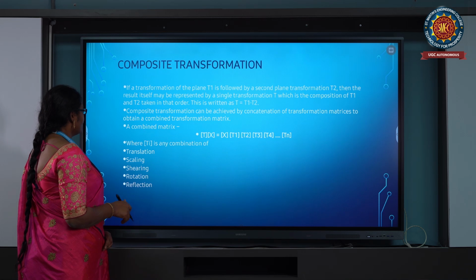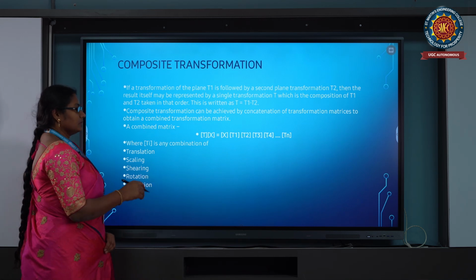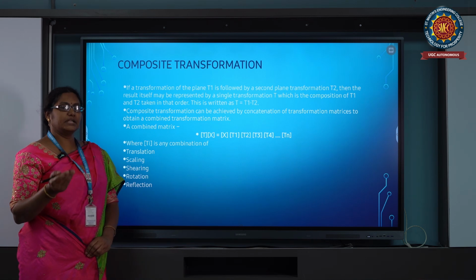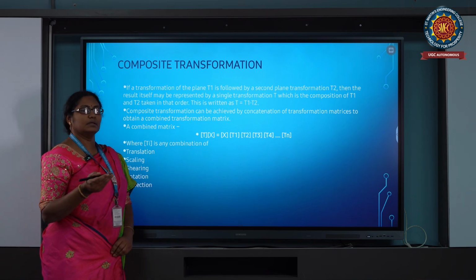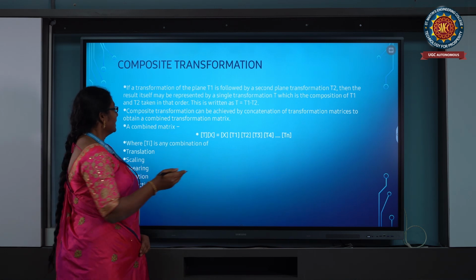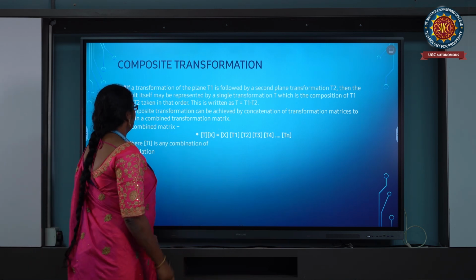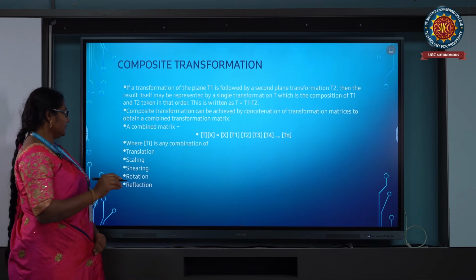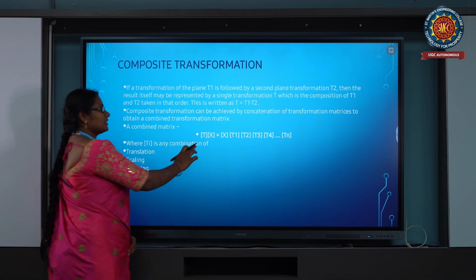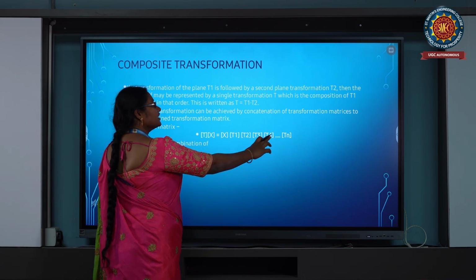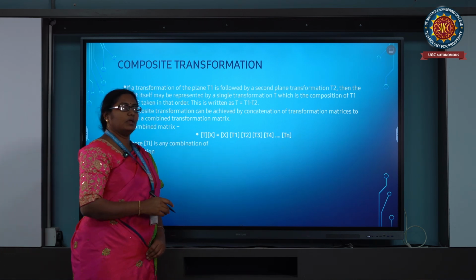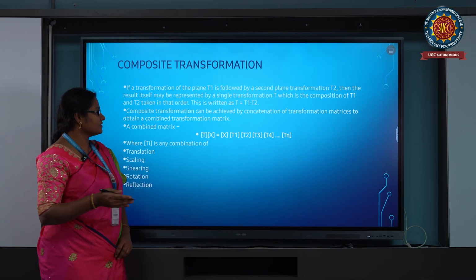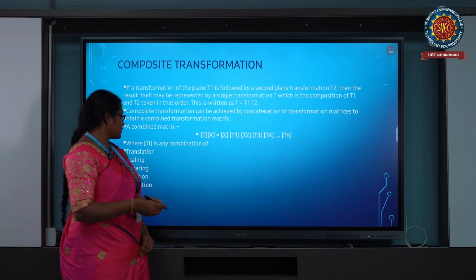Next, composite transformation. Here we use two transformations, T1 and T2. Finally, you can multiply the two transformations to get the composite transformation. The equation is T is equal to T1 into T2. So what is a composite transformation? It is the combination of transformations. By multiplying all these transformations, you get the composite transformation.